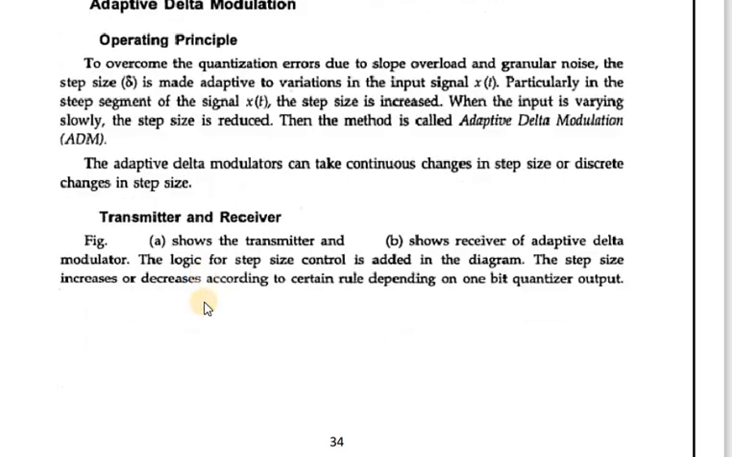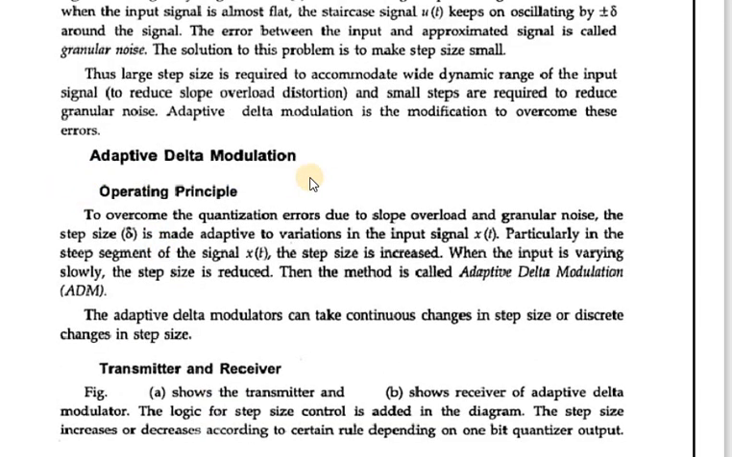Now we'll move on to what actually is adaptive delta modulation. I'll read out what the operating principle is, and I'll also tell you the main block involved in this adaptive delta modulation, in order to overcome these two kinds of errors. To overcome the quantization errors due to slope overload as well as granular noise, the step size delta is made adaptive to the variations in the input signal x(t), as I've already told you.